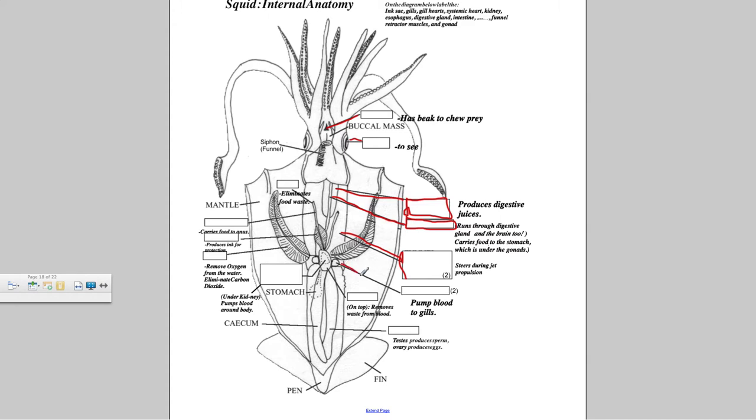Then here, you have your gills that pump blood. This is your gill heart. This thing right here that I'm going to outline a little bit, that's pointing right here. This removes waste from the blood. This is the kidney. So notice it's really sophisticated like us. It has a lot of organs like us.